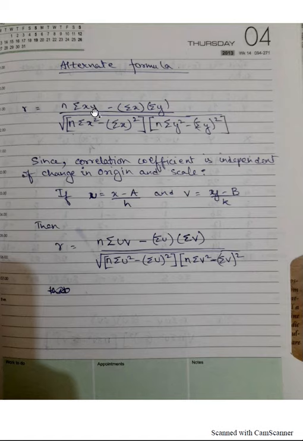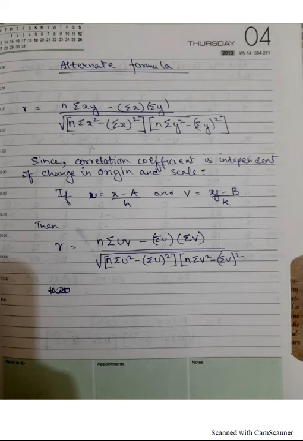n into summation xy minus summation x into summation y, under root n summation x square minus summation x square, into n summation y square minus summation y square. So this is the formula which can give us the correlation coefficient.